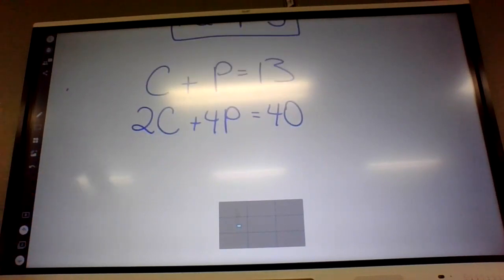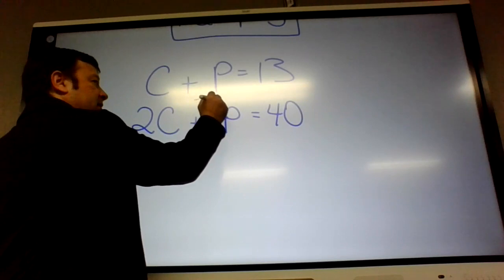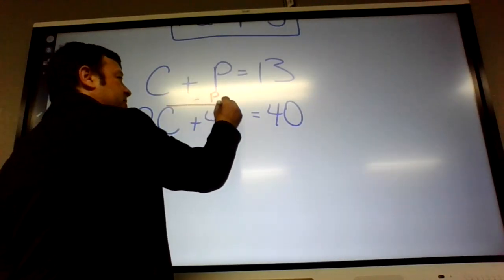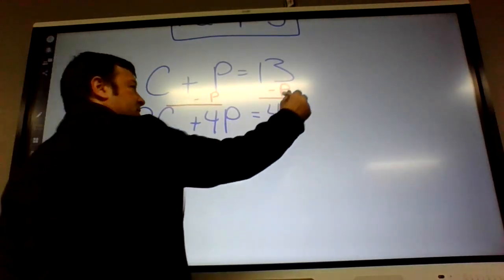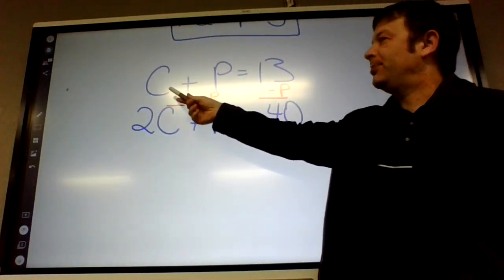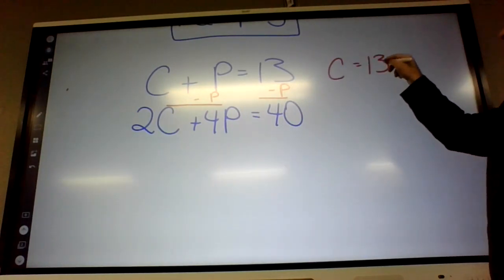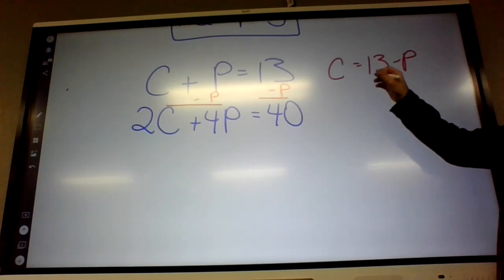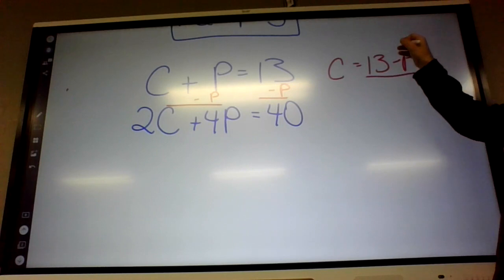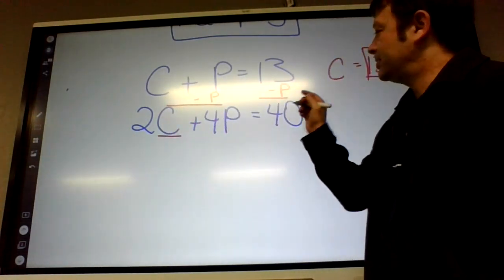Just because, let's practice one substitution. I normally wouldn't do this, but I don't want you guys to forget it. To use substitution, you need to get C or P by itself. So if I subtract P, I get C equals 13 minus P. So I can replace C in the other equation with 13 minus P.